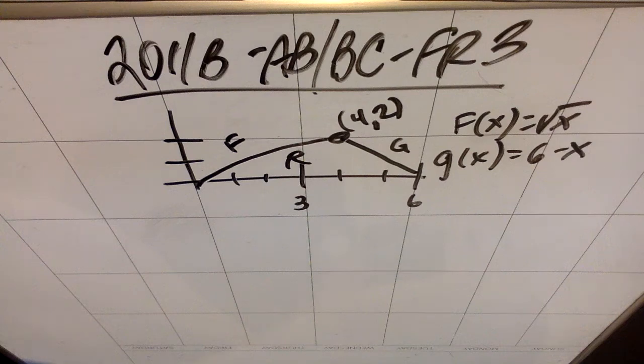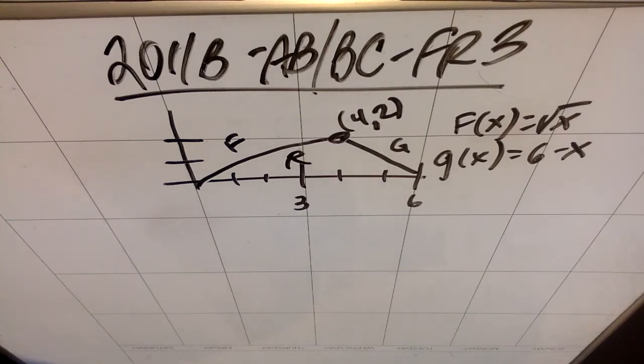Back at AP Review. This is free response 3 from 2011 Form B for both AB and BC. So 2011 Form B, AB, BC for response 3. The functions f and g are given by f of x equals the square root of x and g of x equals 6 minus x. Let R be the region bound by the x-axis and the graphs of f and g as shown, much better on the real AP thing, but here's my terrible version of the graph.